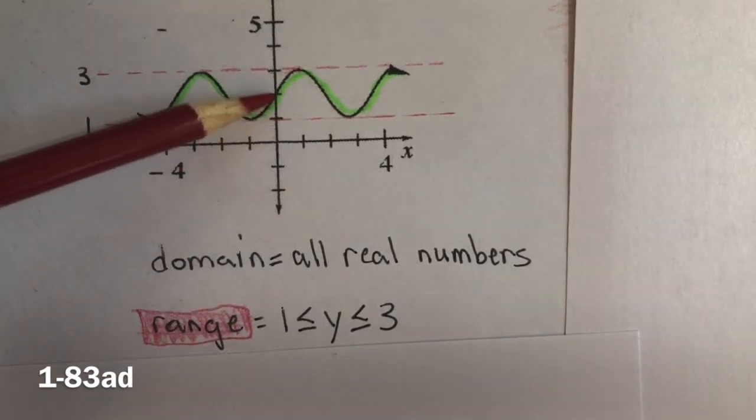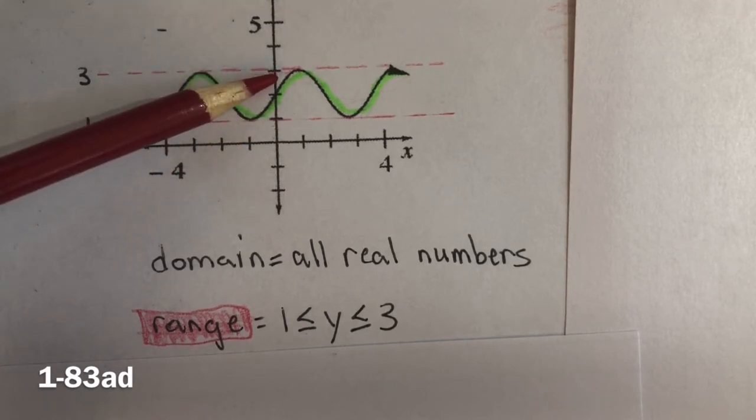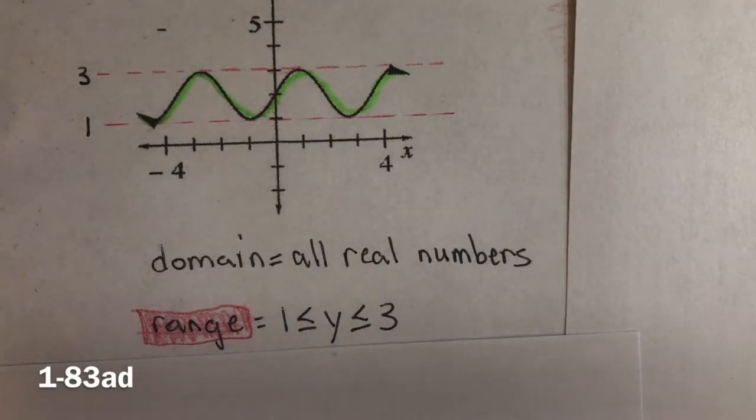They're greater than this, but less than or equal to 3. Those are all our possible y values.